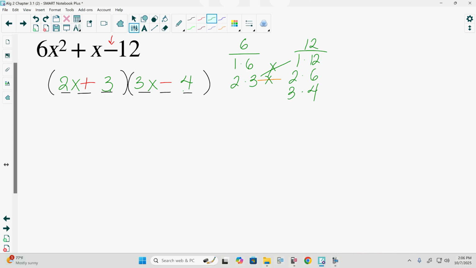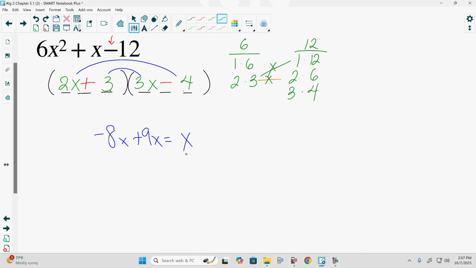Here, 2x and 3, do they have a greatest common factor? No. How about 3x and 4? No. So this could work. 2x times negative 4 is negative 8x. 3 times 3x is positive 9x. And negative 8x plus 9x is positive 1x. Is that the middle term we wanted?